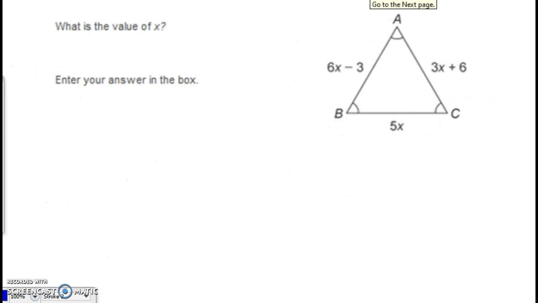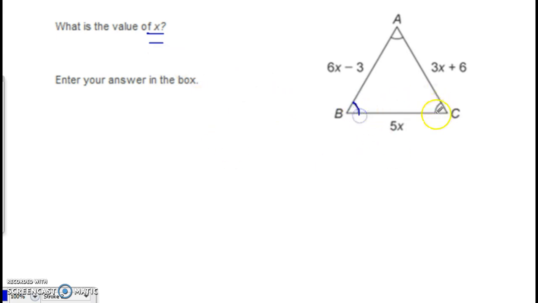Okay, so let's check out this triangle. It says, what is the value for x? So here I'm just trying to solve for x. I'm not going to plug it back in to figure out a side length or an angle. I'm just going to solve for x. So then we need to look at our picture and figure out what kind of special triangle this is.